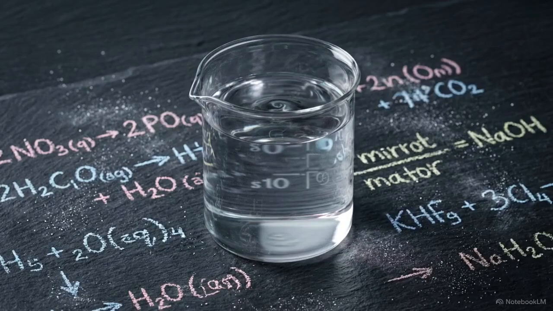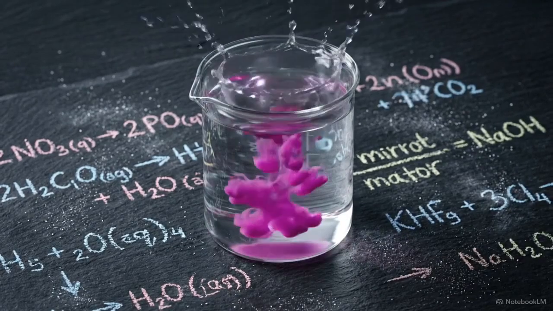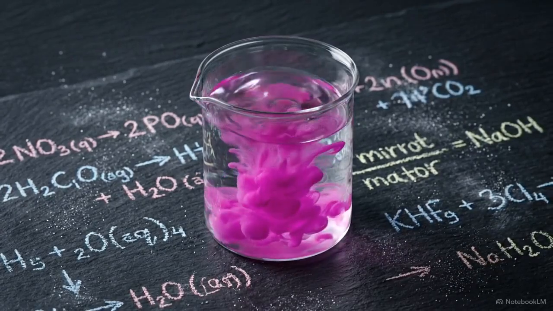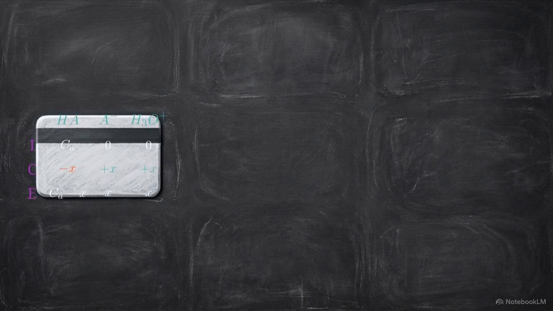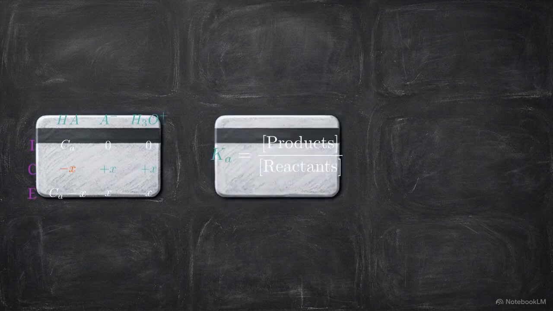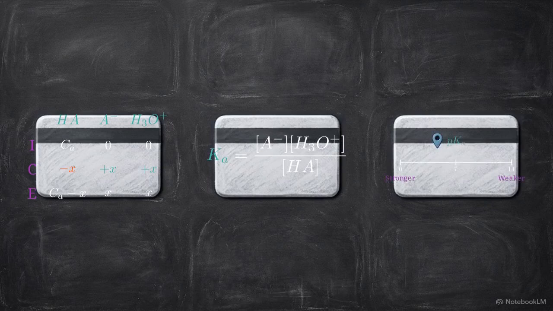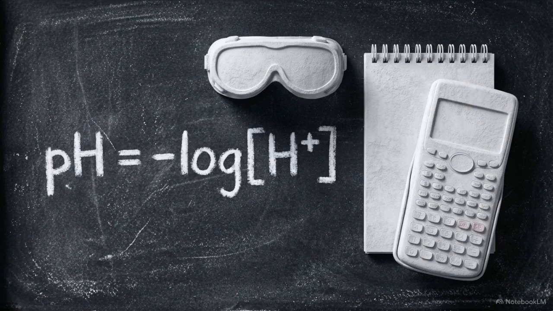You're staring at a chemistry exam involving weak acids, pH, and equilibrium constants, and it's hard to know exactly where to begin. By the end of this video, you will know exactly how to set up an equilibrium table, calculate the constant of acidity, and determine the relative strength of any weak acid. To follow along, you just need a basic understanding of molar concentration, the standard pH formula, and a scientific calculator.